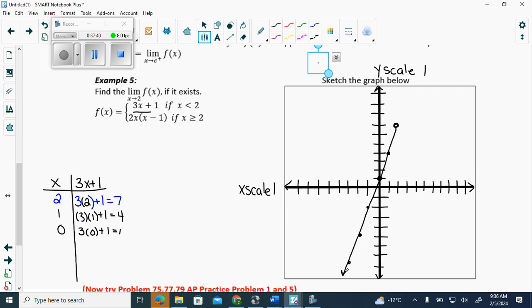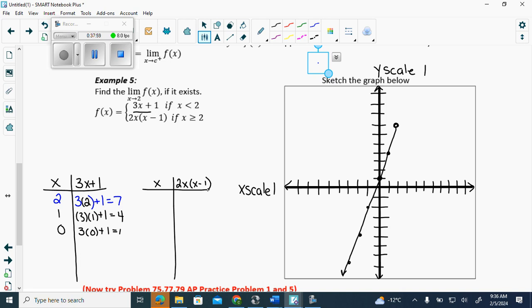We agree? Now we have to use a new table to do the right-hand side. Our right-hand side of our graph comes from our x values, and our y is now going to be 2x, x minus 1.